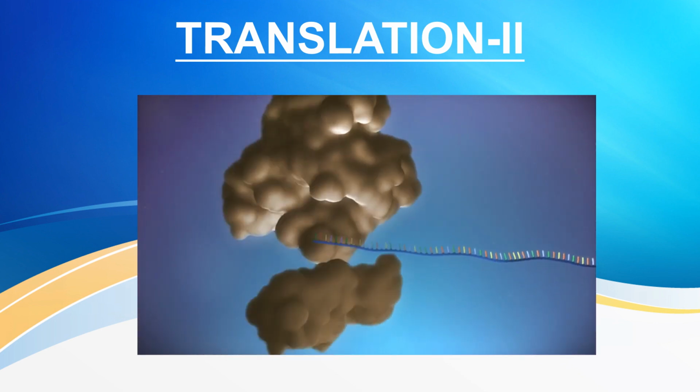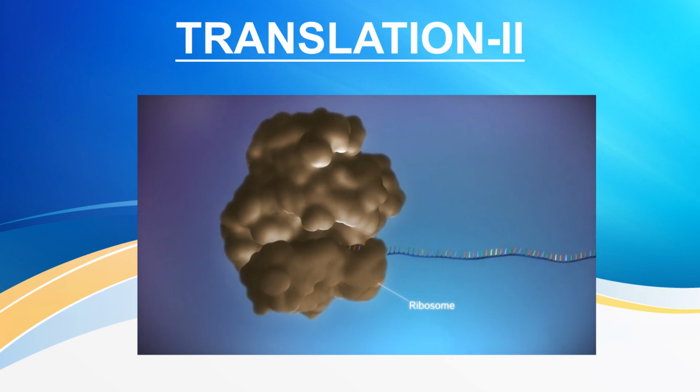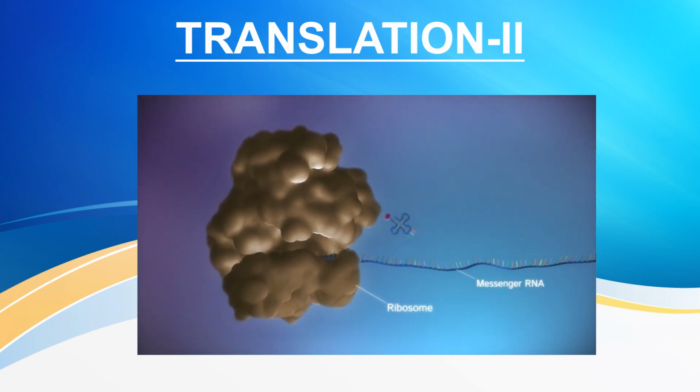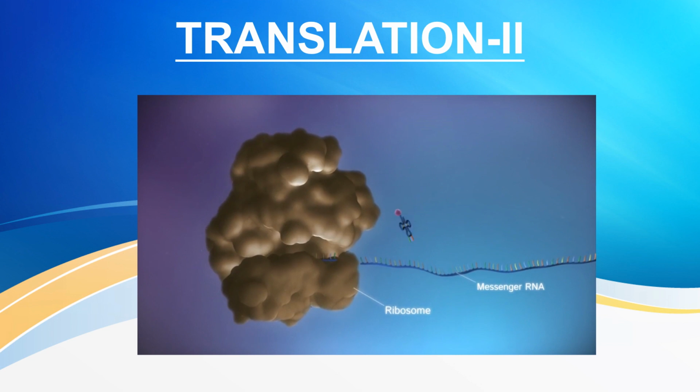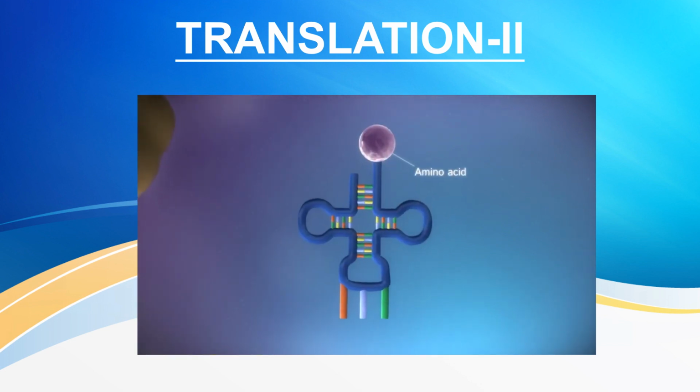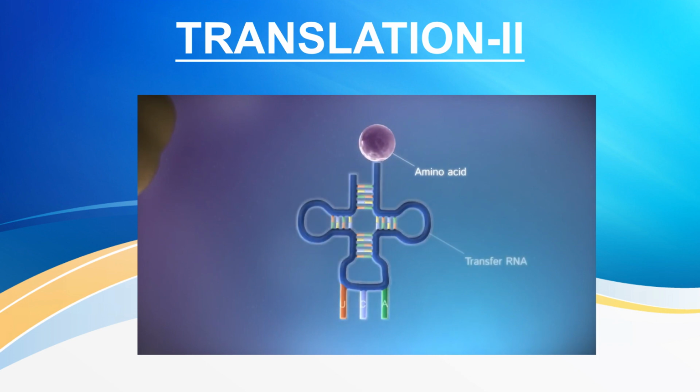Protein factories in the cytoplasm called ribosomes bind to the mRNA. The ribosome reads the code in the mRNA to produce a chain made up of amino acids. There are 20 different types of amino acids. Transfer RNA molecules carry the amino acids to the ribosome.